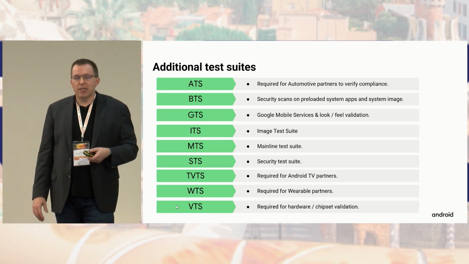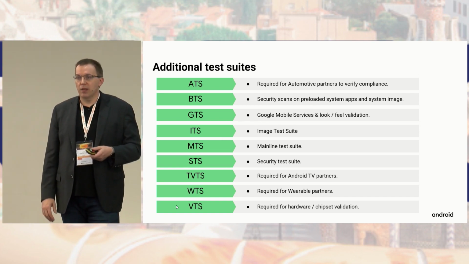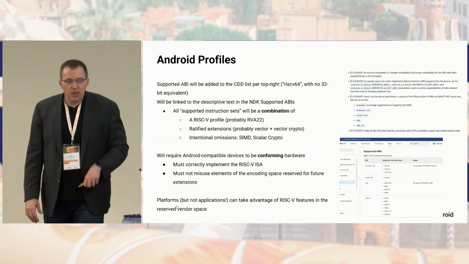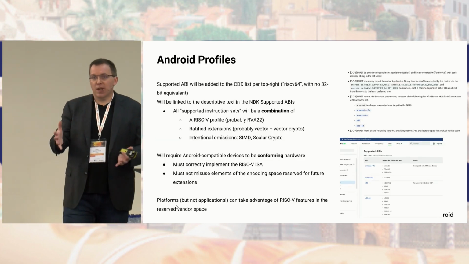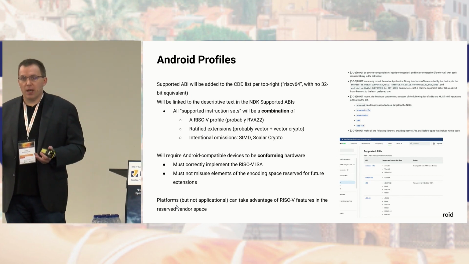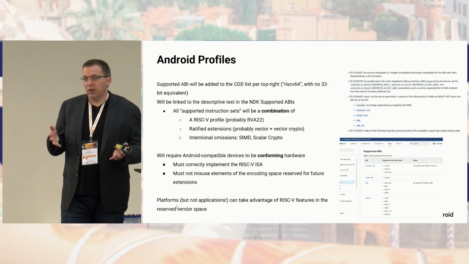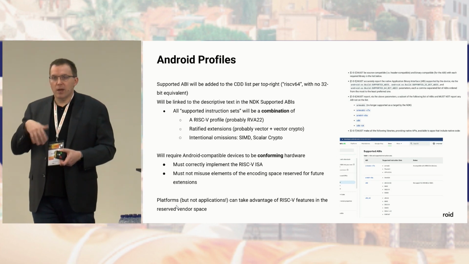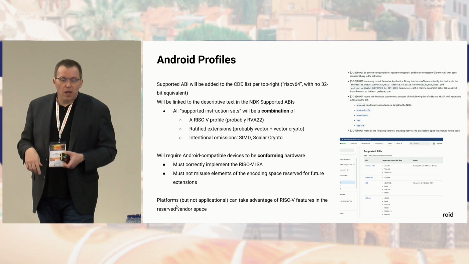Those aren't as relevant today. You can be Android compatible without running those, but hopefully at some point in the future we'll be able to talk about those. And so I'm happy to get to announce today that we are going to be adding RISC-V as an officially supported ABI to Android and to our compatibility definition document. So you'll see it show up in the coming months in the CDD.